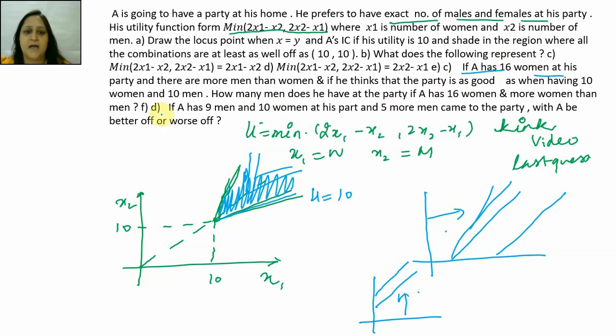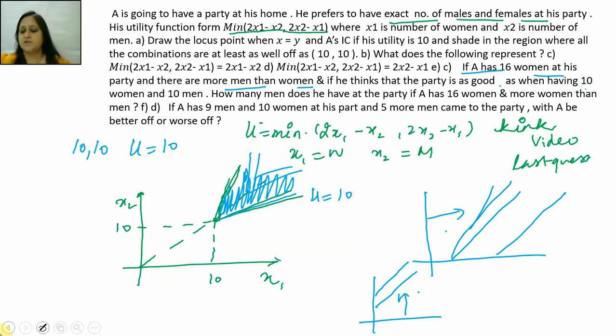If A has 16 women at his party, and there are more men than women, and if he thinks that the party is as good as having 10 men and 10 women, how many men does he have at the party if A has 16 women? Okay, if he had 10, 2 into 10 minus 10, which means if he has the combination 10, 10, then his utility from that is 10.